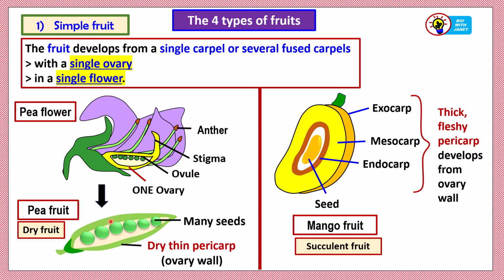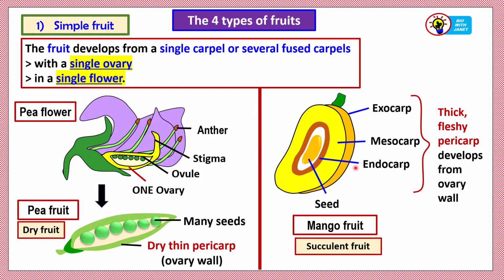The ovary wall develops, grows, and forms the fruit wall. But for the pea plant, the fruit wall is sort of dry. It forms a dry, thin pericarp. Still, it is formed from the ovary wall. Okay, and there are many seeds inside here. So this is a simple fruit. Why? Because it's formed from a single flower with a single ovary, right?